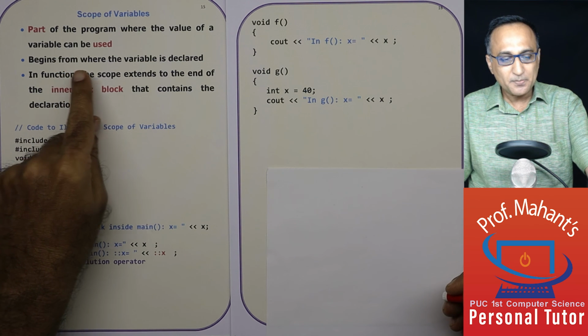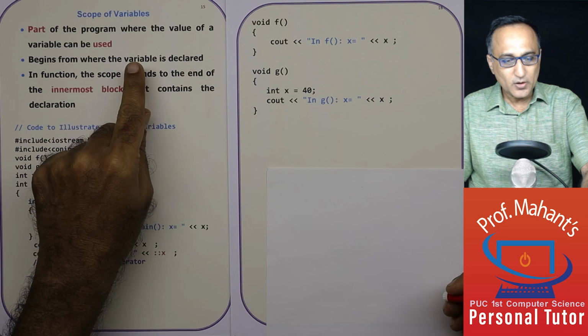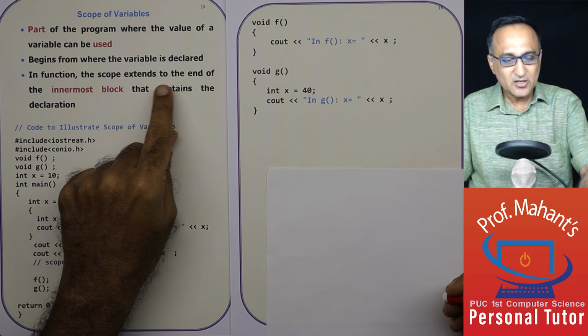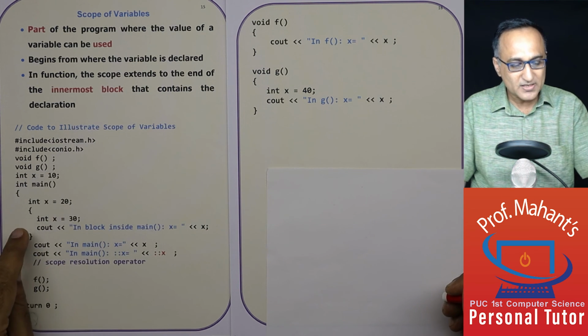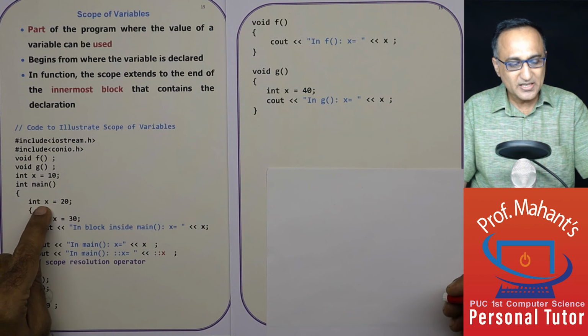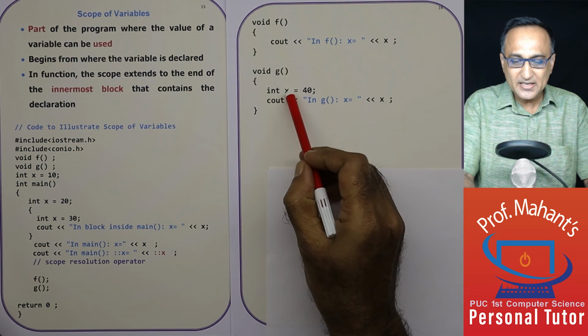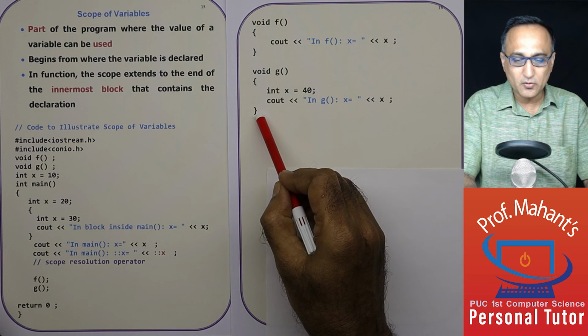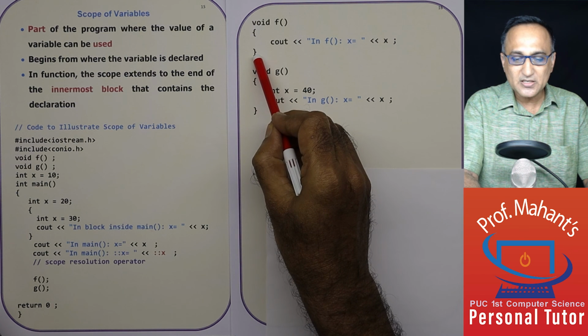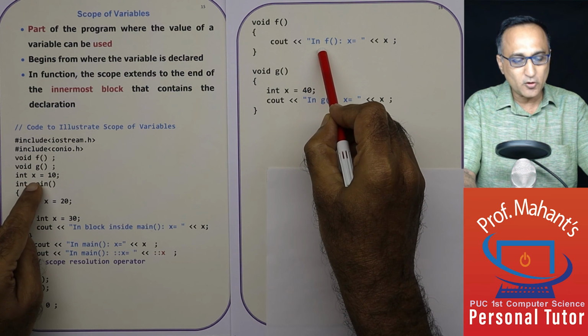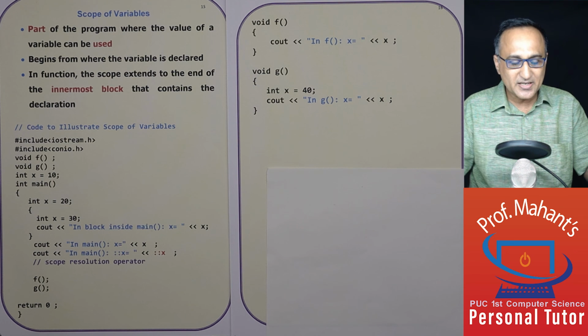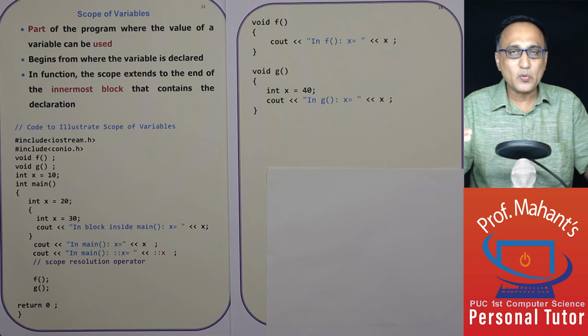Scope of the variable begins from where it is declared. The scope extends to the end of the innermost block. What is the innermost block for this x? This is the innermost block. What is the innermost block for this x? It is this one. What is the innermost block for this x? It is this one. What is the innermost x for this block? There is no x, so it will go to the global value and print. So please take a look at this concept. It is simple but requires a couple of revisions to really get a hang of it.